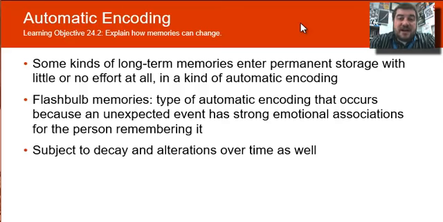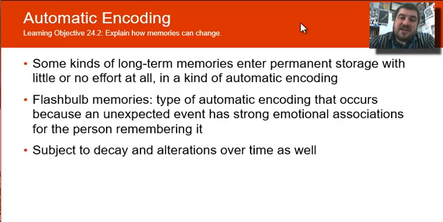Now let's move on to how memories can change, automatic encoding. Some kinds of these long-term memories that we have enter permanent storage with little or no effort at all. And one of those is called flashbulb memories. It's an unexpected event that causes strong emotional associations for the person remembering it. A lot of people have flashbulb memories today about 9/11. I'm sure your parents may have flashbulb memories about when Kennedy was shot, and your grandparents when Pearl Harbor happened.